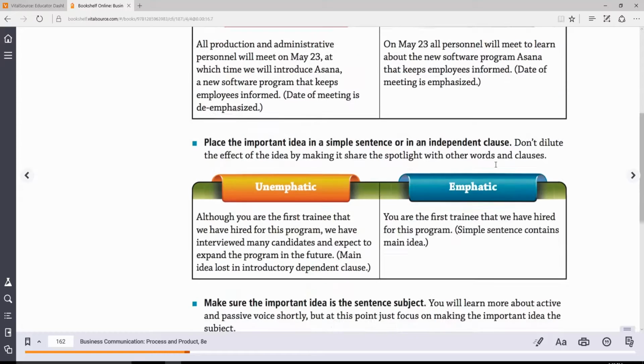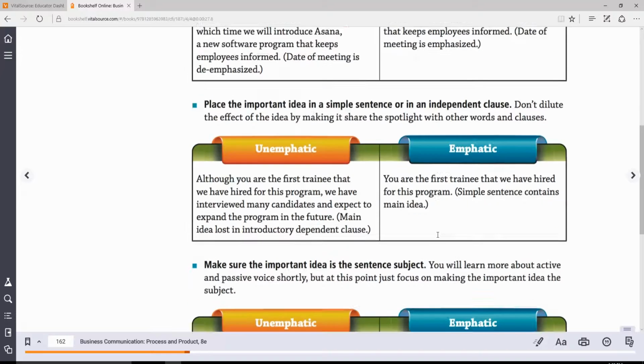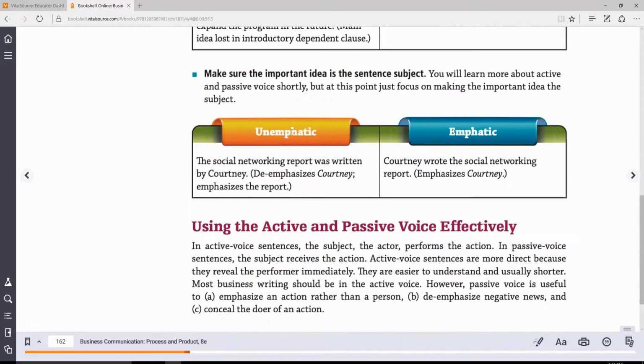Place the important idea in a simple sentence or in an independent clause. Don't dilute the effect of it by making it share the spotlight. So look at all the words, and you can get lost in those words. Instead of using 1, 2, 3, 4 lines, you're down to 2. You're the first trainee we've hired for this program. Yay! Make sure the important idea is a sentence subject. Here, the social networking report was written by Courtney. Courtney wrote the social networking report.